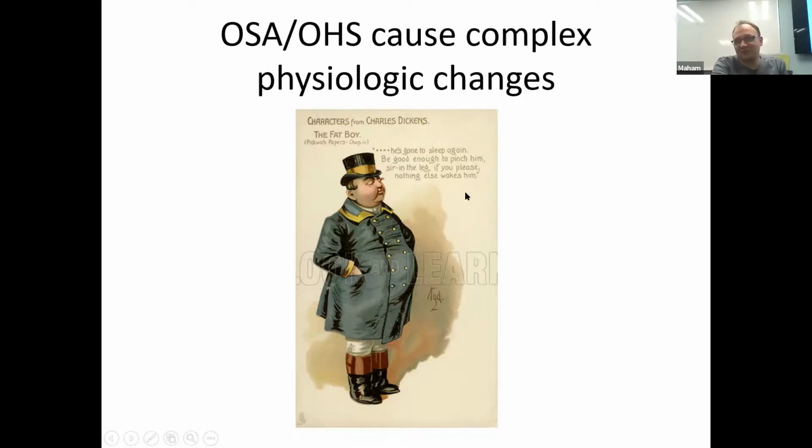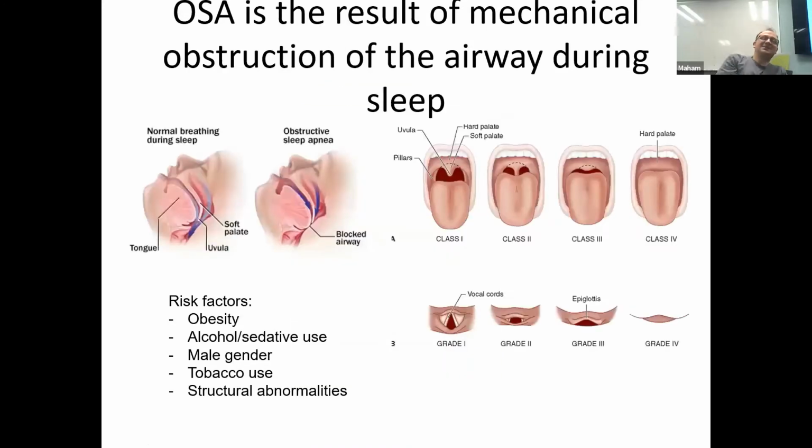Nothing else wakes him. So this guy is obviously having some obstructive sleep apnea, falls asleep during the day, but I do like his coat and boots. Yeah, he's great. So sleep apnea is a result of mechanical obstruction of the airway during sleep. And this can occur in people that don't look like our friend, Mr. Pickwick, but very often does.